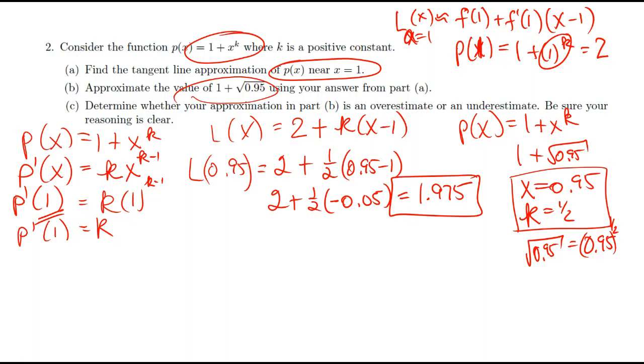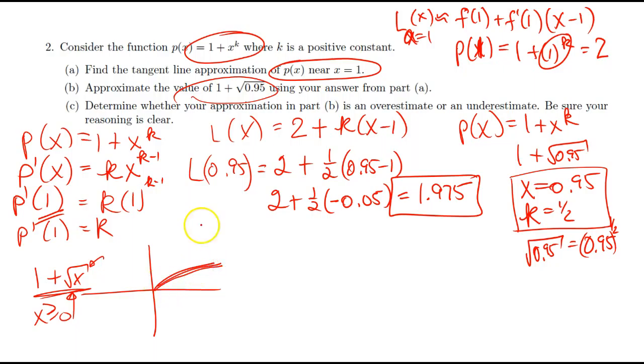Now it says determine whether your approximation in part B is an overestimate or an underestimate. There are two ways to look at that. Now that we know that k is a square root, we look at this. This graph is simply the square root graph shifted up 1. The square root graph looks like this. We can't put any negatives under there, so its domain really is x greater than or equal to 0. And it looks like this, which is concave down its whole time.